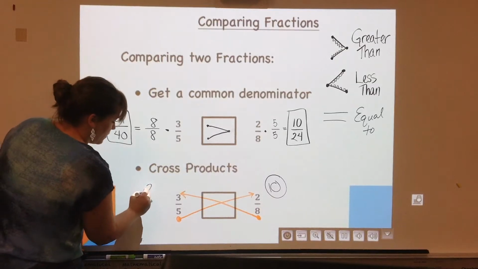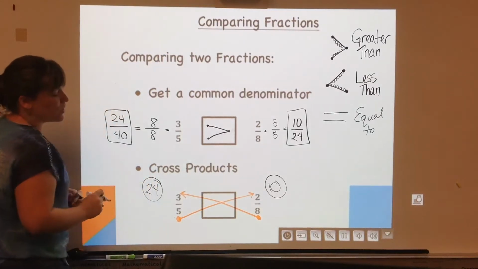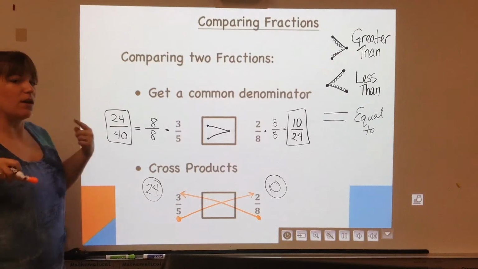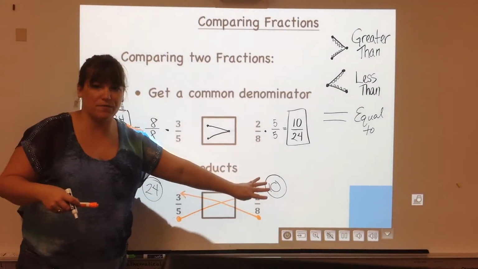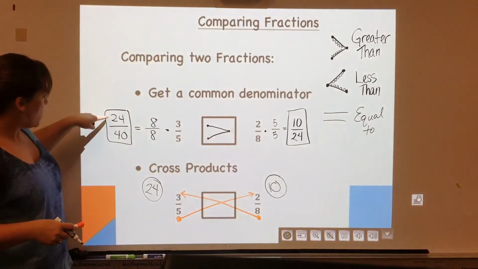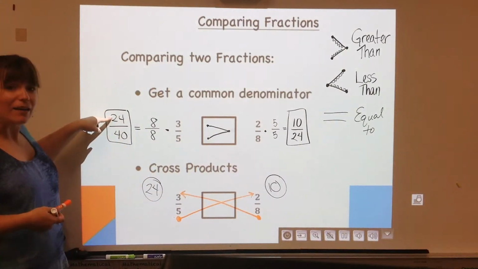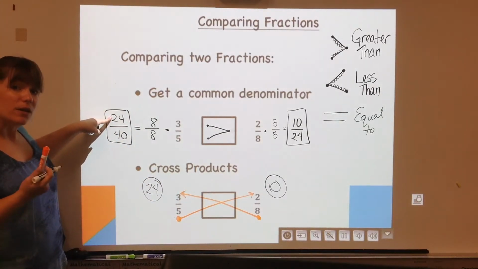24. The reason you have to start at the denominator is if you went the other way, you would have the 10 over here and the 24 over here, and that is not accurate. If you look, these are the numerators that we got once we found common denominators.